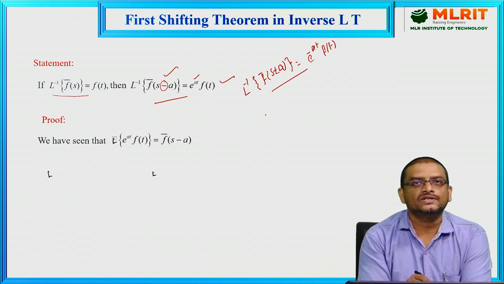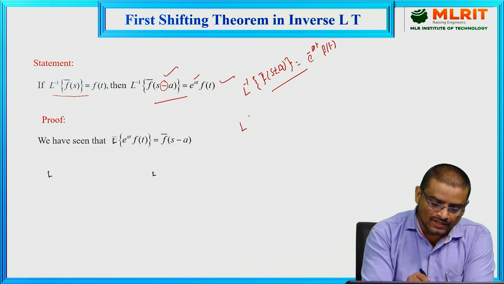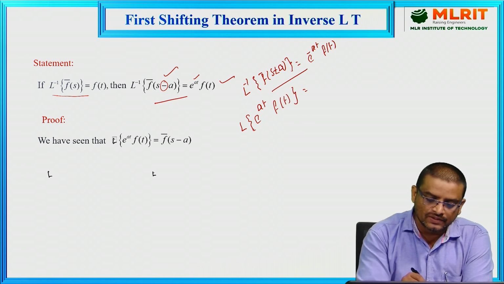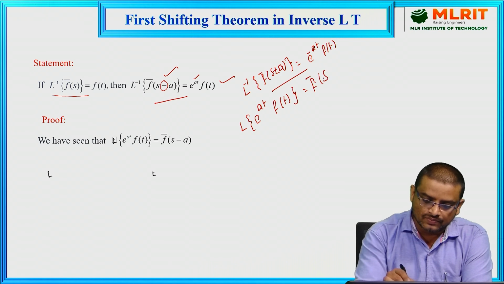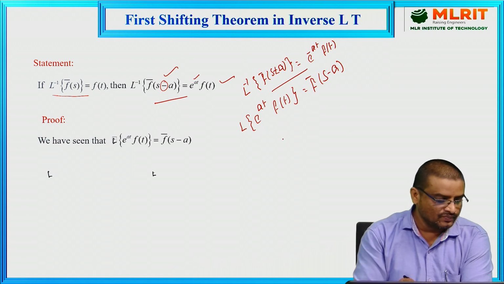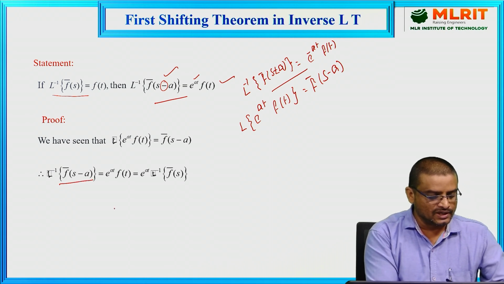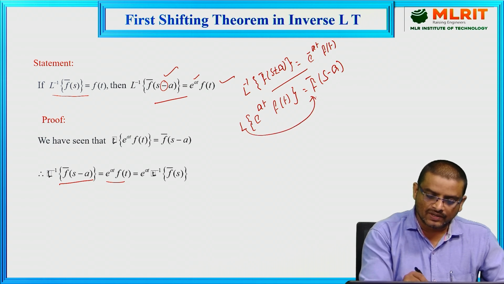While we were discussing the first shifting theorem in the Laplace transform, we proved the condition that the Laplace transform of e power at into f of t is given by f bar of s minus a. Now you send this L to the other side. You will get L inverse of f bar of s minus a is equal to e power at. If you send this L to this side, it becomes L inverse.